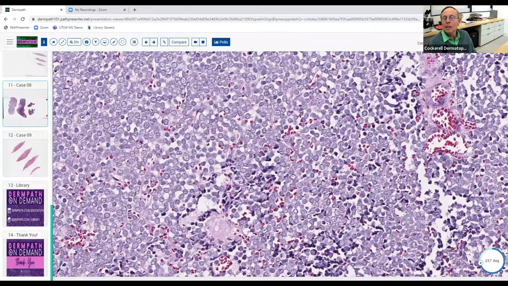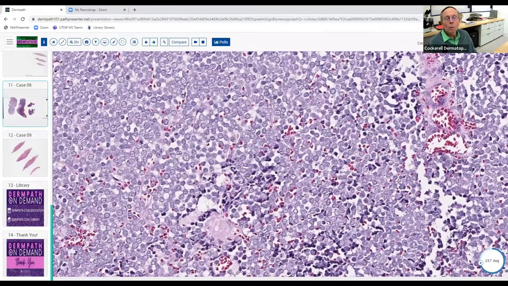What's going on with these cells over here? It looks like mitoses or necrosis. Yeah, these are individually necrotic cells, so these are apoptotic cells. These cells are dying. It's a sign. Whenever you get necrosis en masse in a neoplasm, that's also a sign of malignancy.